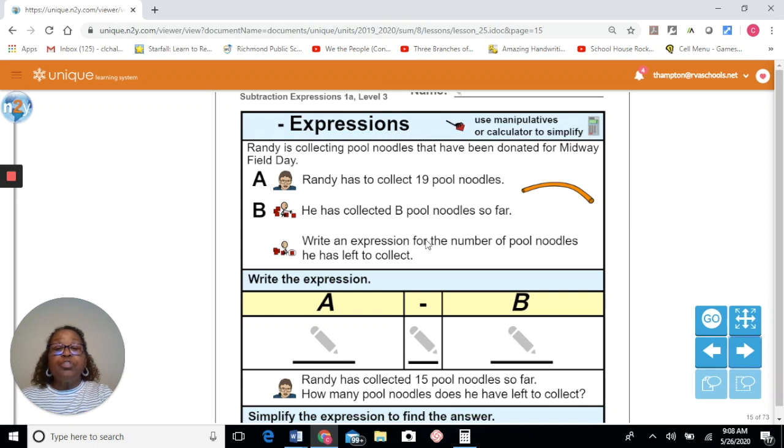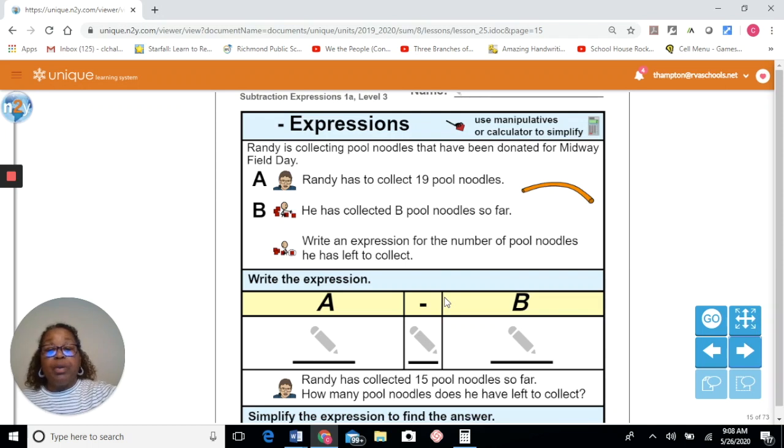Write an expression for the number of pool noodles he has left to collect. How many does he have left to collect? So we know the operation is going to be subtraction. Randy is collecting pool noodles that have been donated for Midway Field Day. Randy has collected 19 pool noodles. He has collected B noodles so far. Write an expression for the number of noodles he has left to collect.